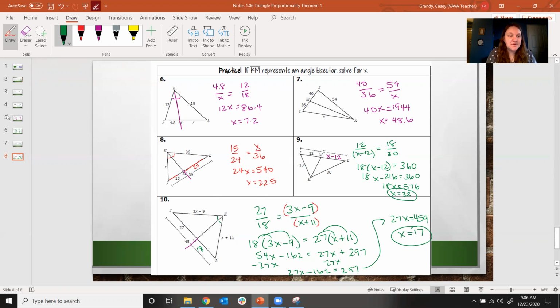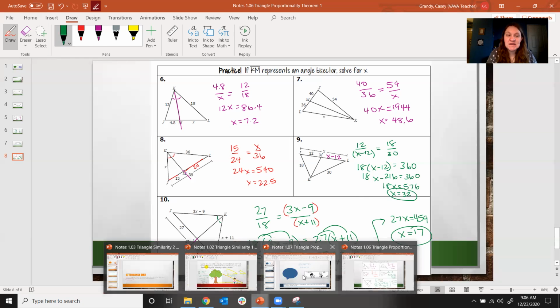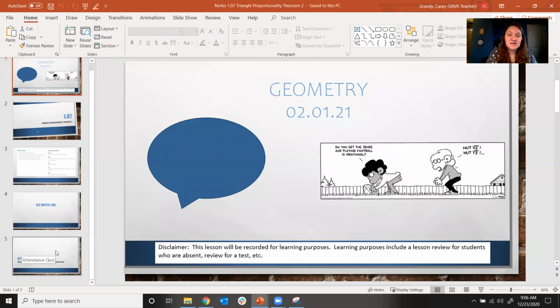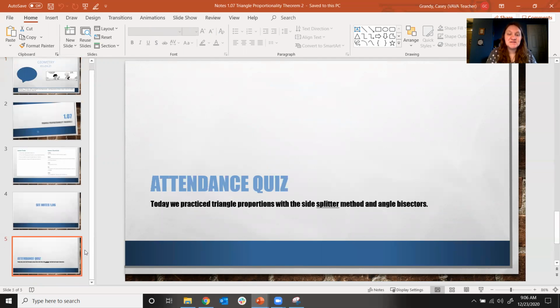Okay, so that is the triangle proportionality theorem. This is covered in 1.6 and 1.7 on OMHS. This was just a taste of those things. So please make sure that you are doing the content and not just relying on just this video.